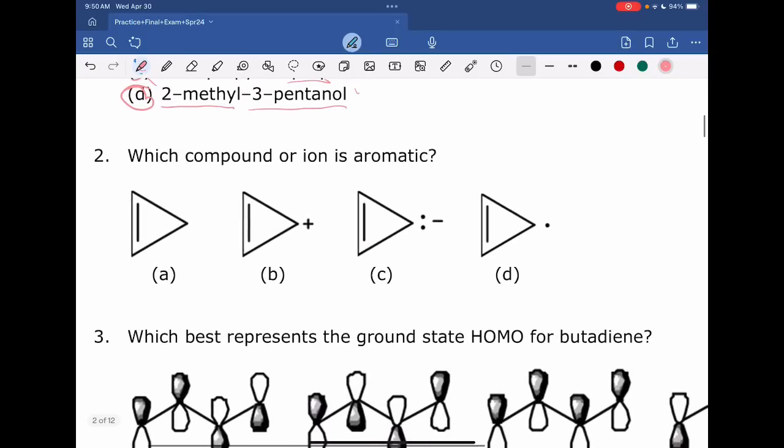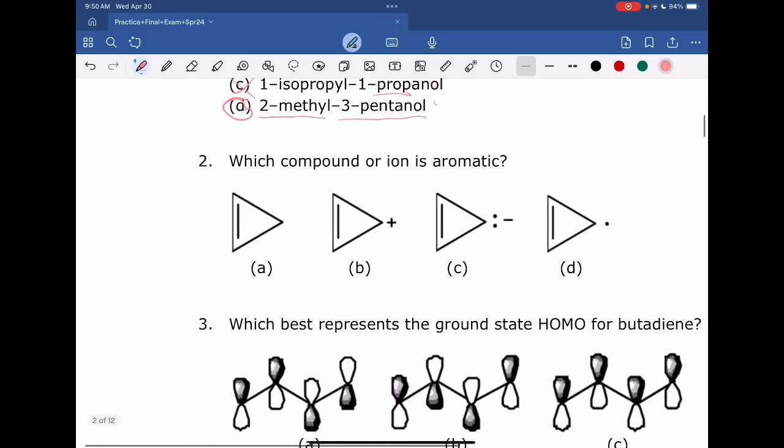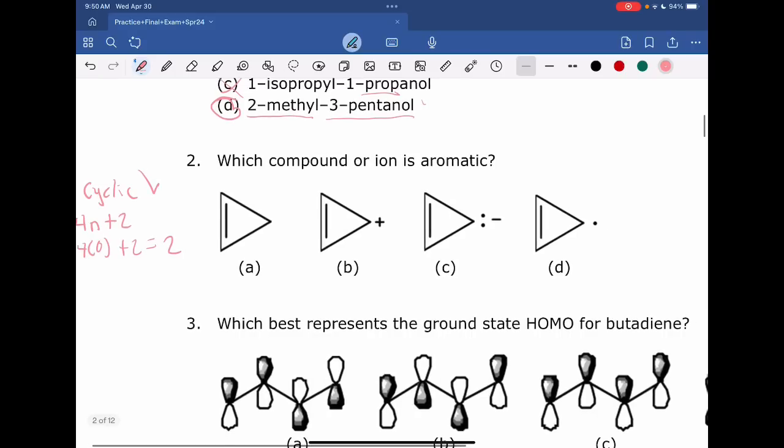Which compound or ion is aromatic? Okay, so we just gotta know the 4 rules that a compound needs to follow to be aromatic. First one is be cyclic. All are cyclic, so all are good. Now 4n plus 2. You need 4n plus 2 pi electrons. And since these rings are very small, I would say that n is going to be equal to 0 here. So 4 times 0 plus 2. That's just 2. We're looking for anything that's got 2 pi electrons.